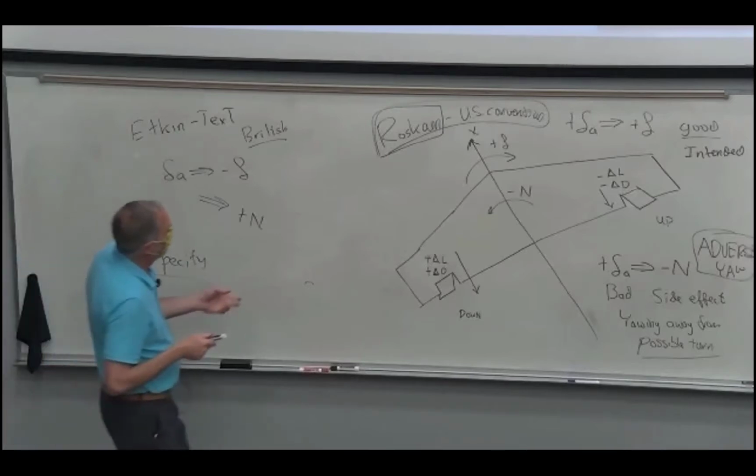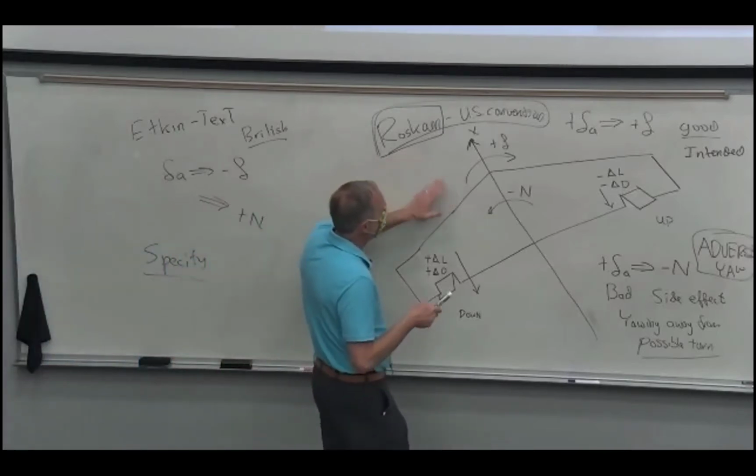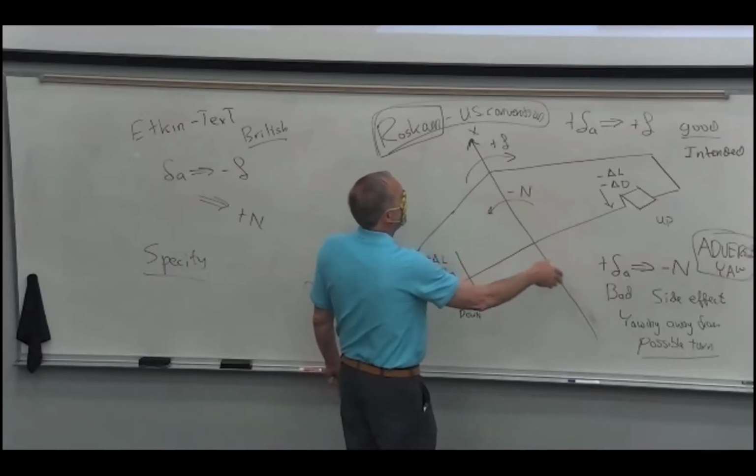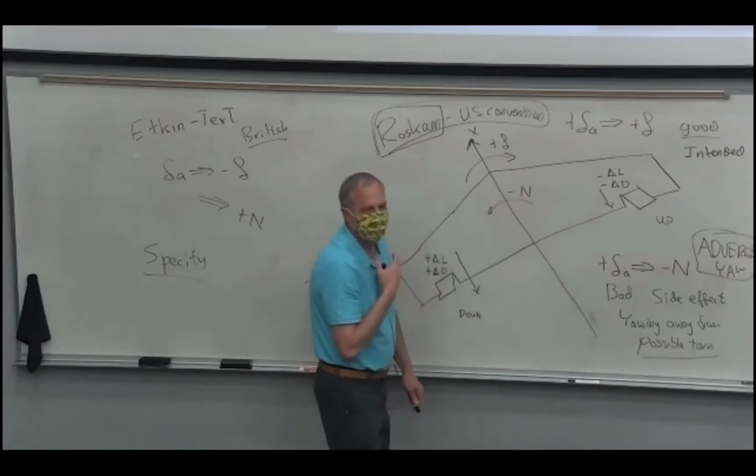Well, this makes more sense, right? Because with our axis system, this is a positive roll. Positive ailerons, to me, should produce a positive roll.